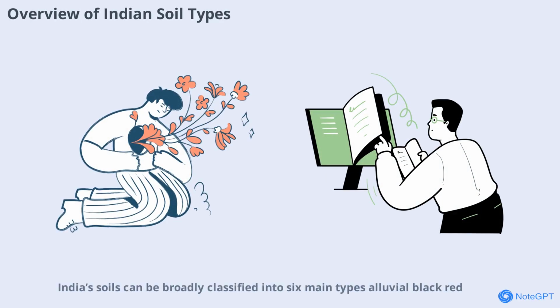India's soils can be broadly classified into 6 main types: alluvial, black, red, laterite, mountain, and desert soils. Each type has distinct characteristics, distribution, and suitability for different crops. This classification helps farmers and policymakers make informed decisions about land use and crop planning. Let's take a closer look at each soil type, starting with the most widespread, alluvial soil.